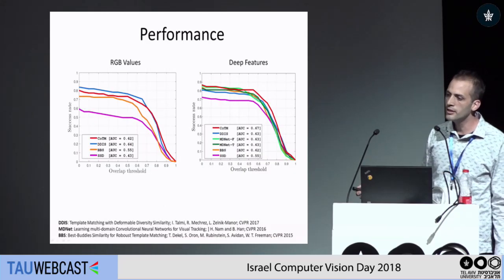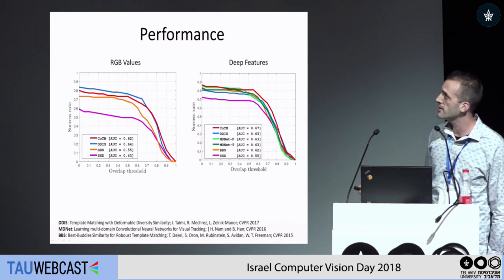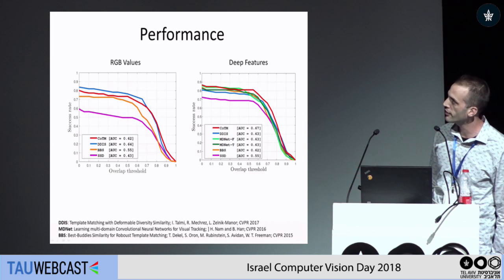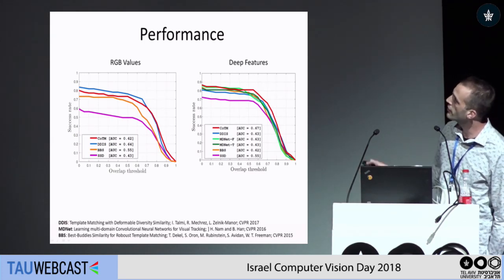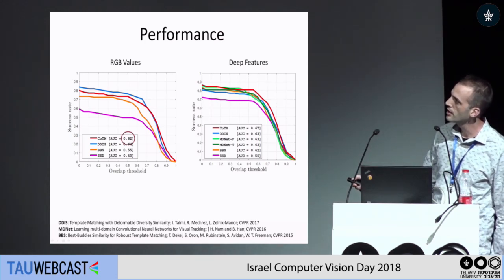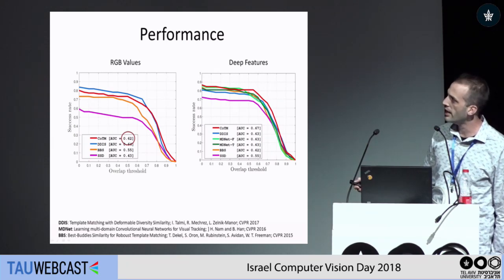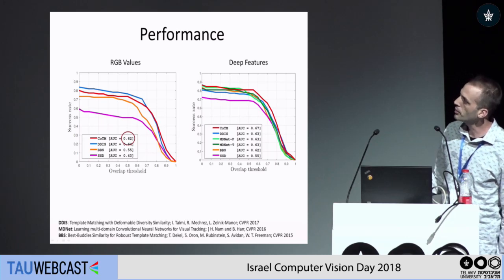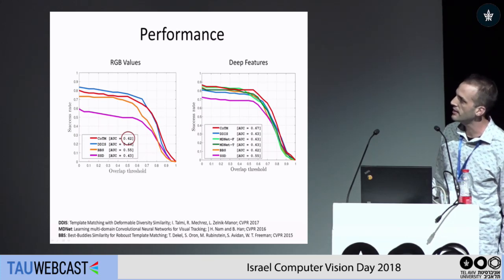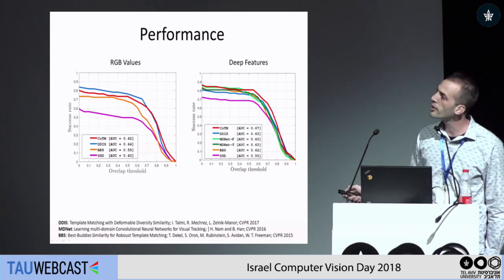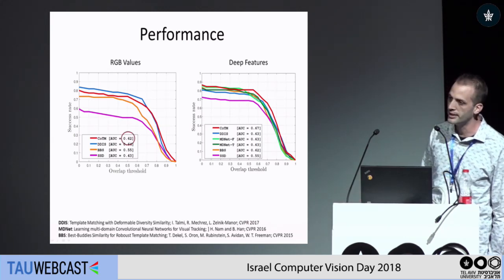Now, naturally, we did not compare ourselves only on 2 images, but on the entire OTB dataset. And you can see here the results of methods that are restricted to use raw RGB values versus deep features. Now, for raw RGB values, co-occurrence template matching was able to score area under curve of 0.62. Notice the large gap between us and SSD. Still, you can see that DDIS outperforms us with raw RGB values only.